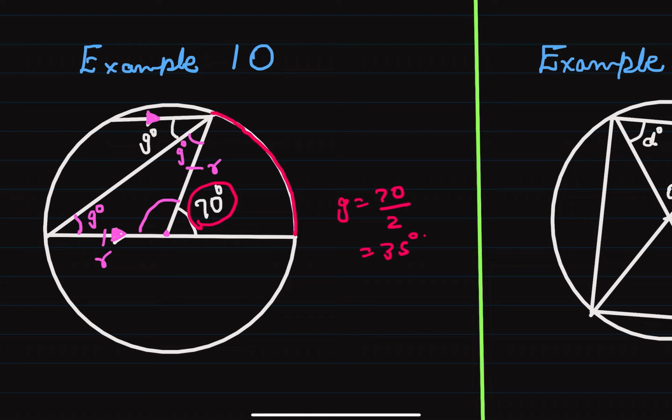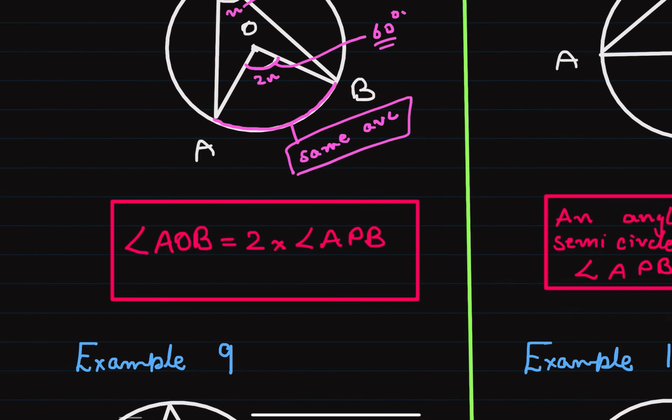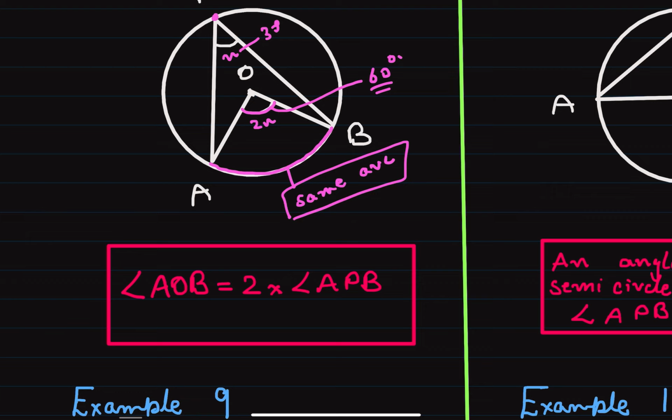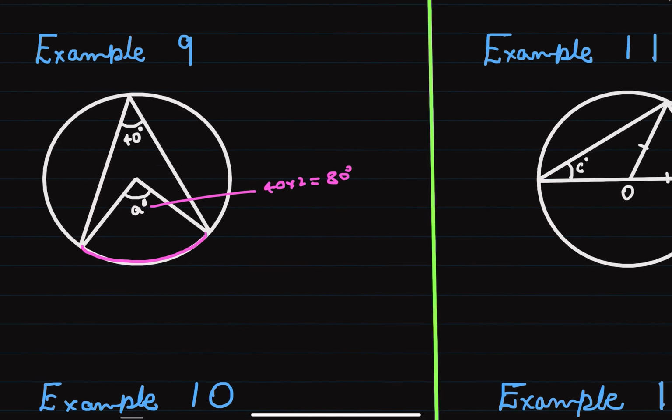Or else you can find out by using the logic of an isosceles triangle. But this example says that the angle at the center is double the angle at the circumference. So that means the angle at the circumference is half of the angle at the center. So we can divide this 70 by 2 to get this G, right? I guess this is easy.